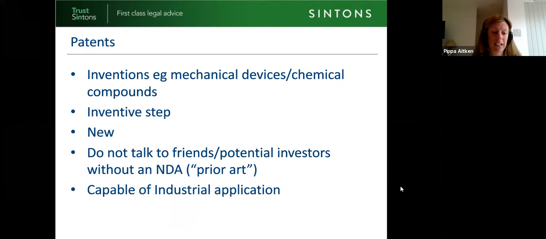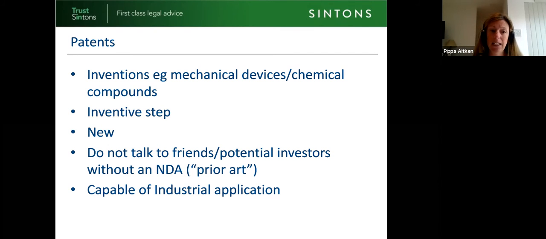So what can be patented? Well, a patent can be granted for an invention. An invention will either be a product or a process and includes things such as mechanical devices and chemical compounds. It has to have an inventive step, and it will be taken to involve an inventive step if it's not obvious to a person working in the same field. It doesn't need to be a massive advance in scientific knowledge. It could be a small but original solution to a practical problem.